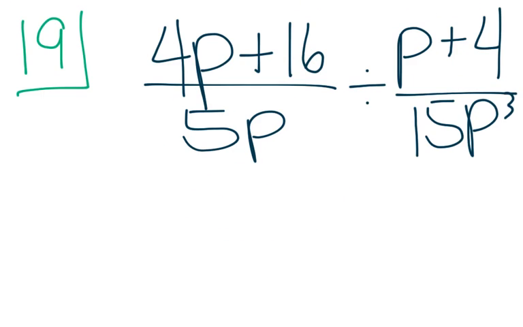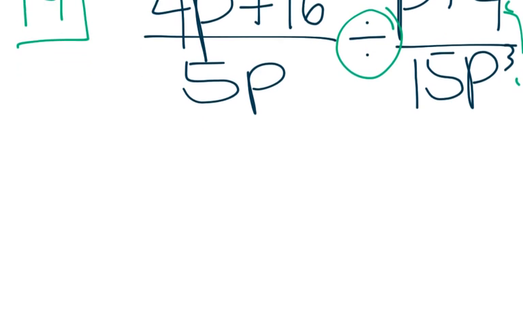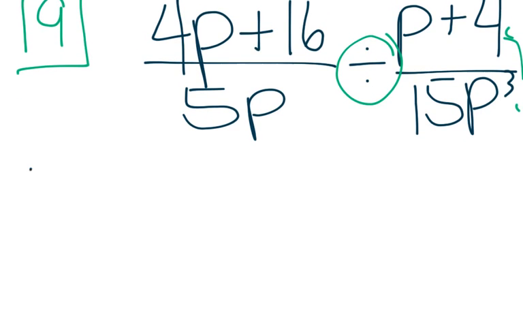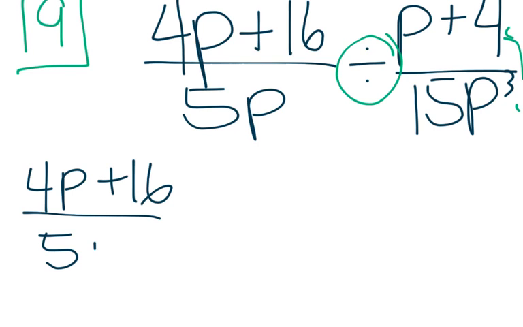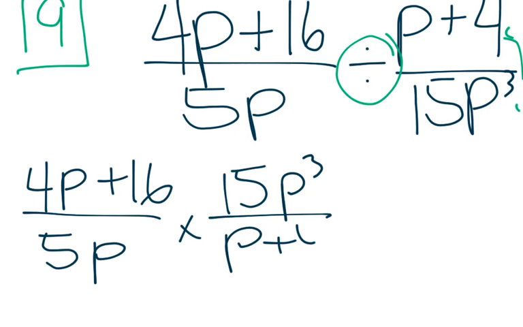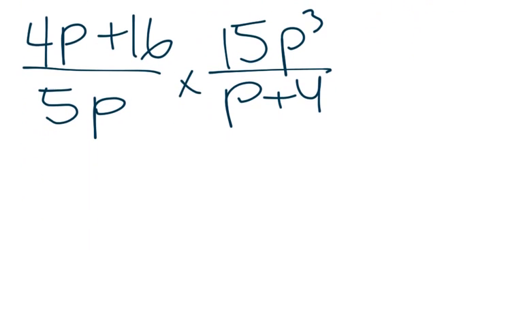So once again, we have a division sign, so we're going to want to flip this fraction over. So we're going to rewrite this first fraction, 4p plus 16 over 5p times 15p to the third over p plus 4. Now we want to simplify.